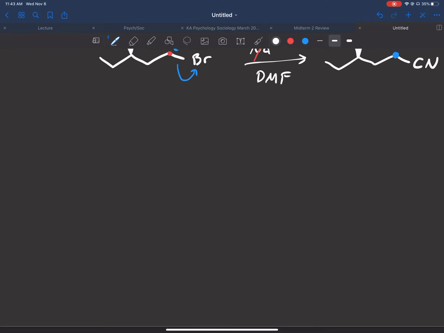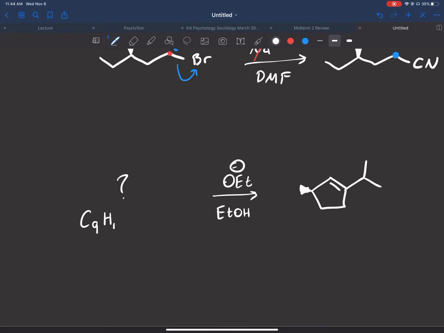So now let's do another question. This one's going to be a little bit different. So we have this product, and this is the reaction, OEt over EtOH. All right. So what they're asking us is to find the initial reactant, and they gave us this formula, CnH17Br. All right, so that can help you.